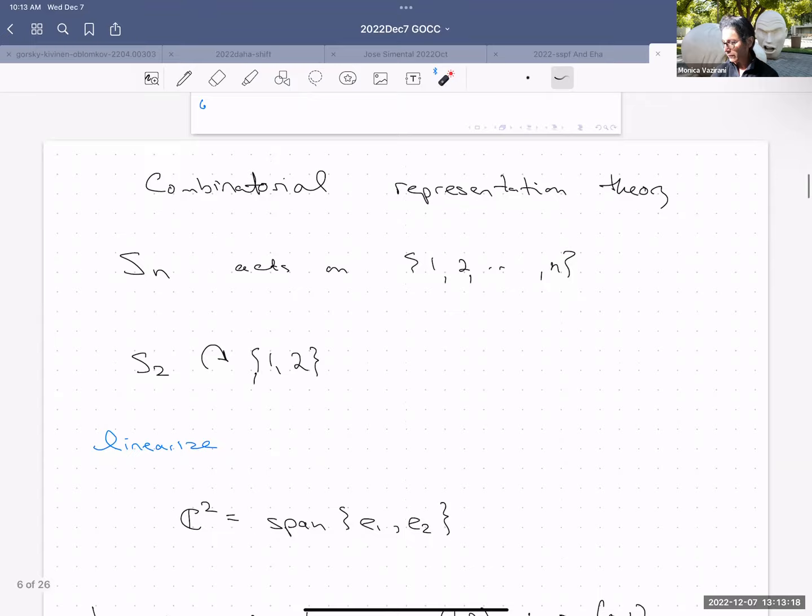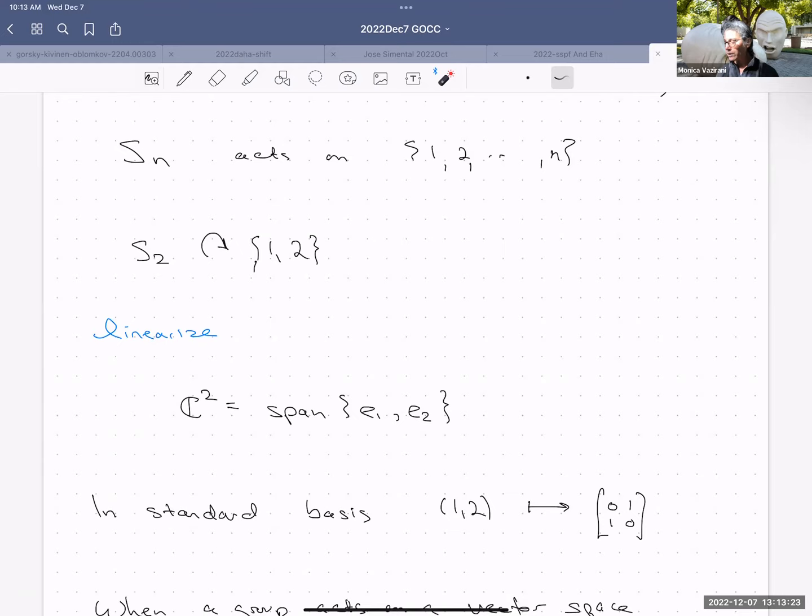Okay, so linear algebra review, right? If the transposition (1 2) swaps 1 and 2, we know what it does on the set. What does it do on this basis? Well, if you're describing a linear map, you're saying, what does it do to the basis? You get a matrix. So (1 2) goes to this permutation matrix whose columns are (0, 1) and (1, 0).